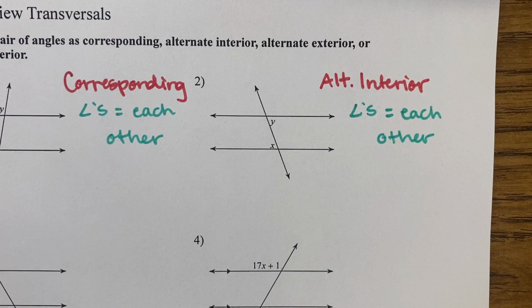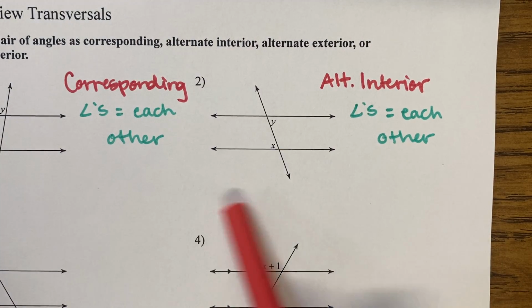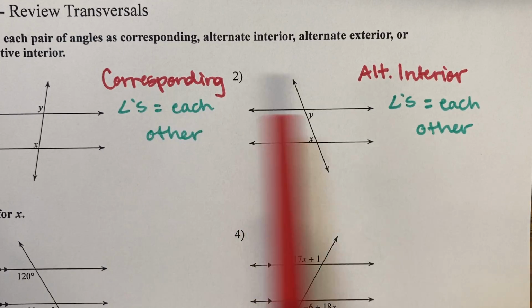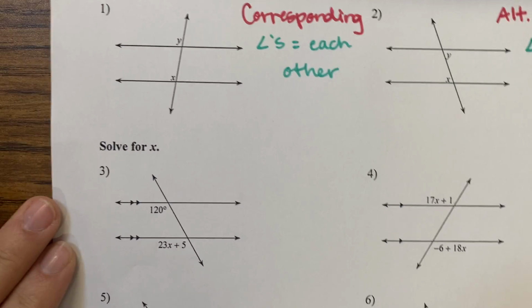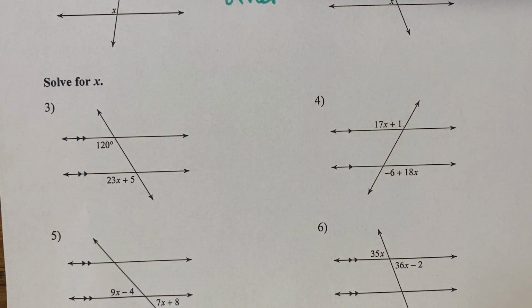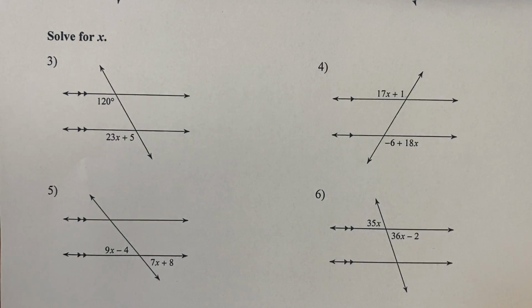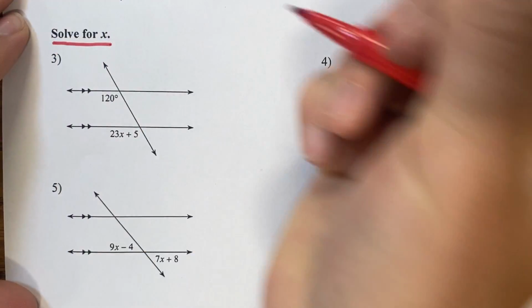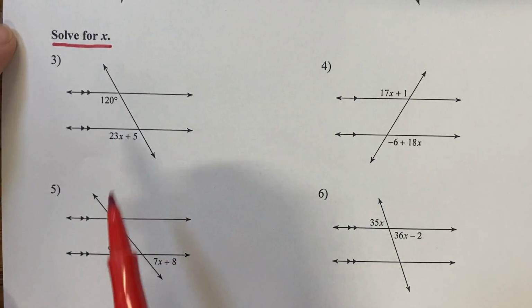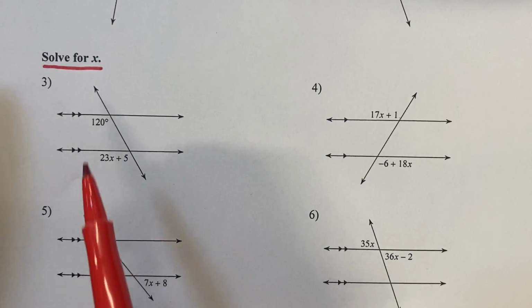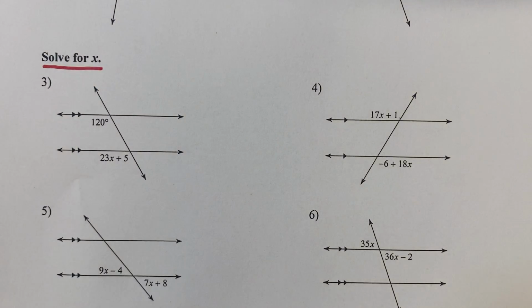All right, so hopefully by now you have gotten some good practice in just simply identifying the relationship, naming what types of angles they are. Now for numbers 3 through 6, we are asked to solve for x. So we're just trying to solve for what x is. First of all, the first thing we always have to do is identify the relationship. So let's look at number 3.